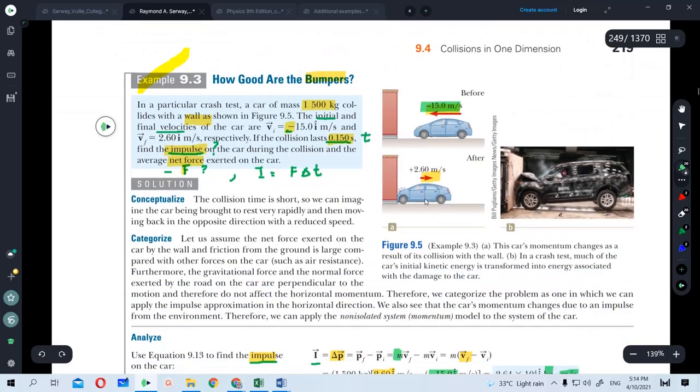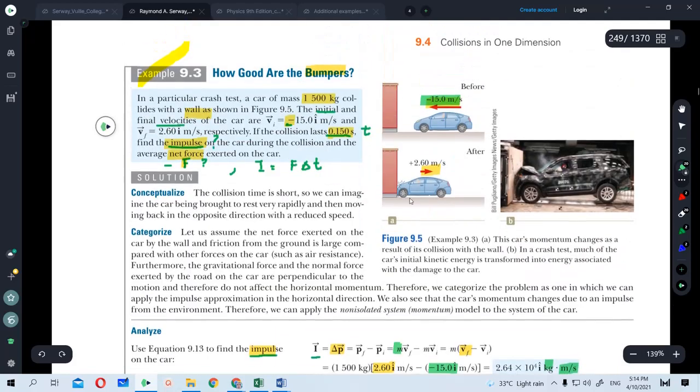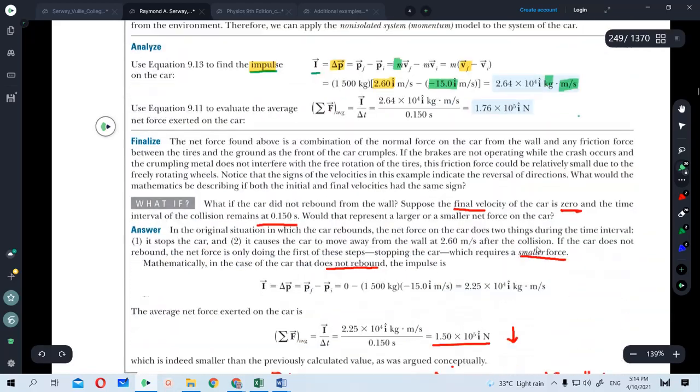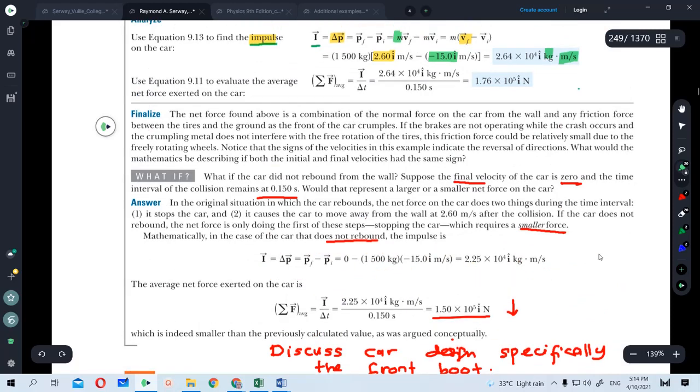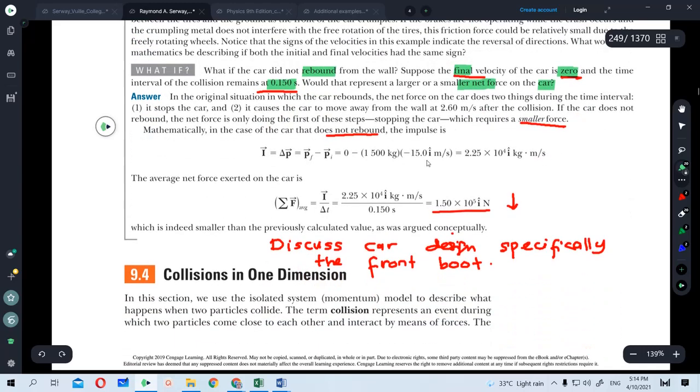Now, since we are going to compare, what if this is a case whereby it's not effective, whereby the car went backwards? We would like to see what if the final velocity of the car is 0, meaning it does not rebound, yet the time is the same. Does the force get smaller or larger? We find through the calculation, arriving with this force, considering that V final is 0, which is actually lesser.